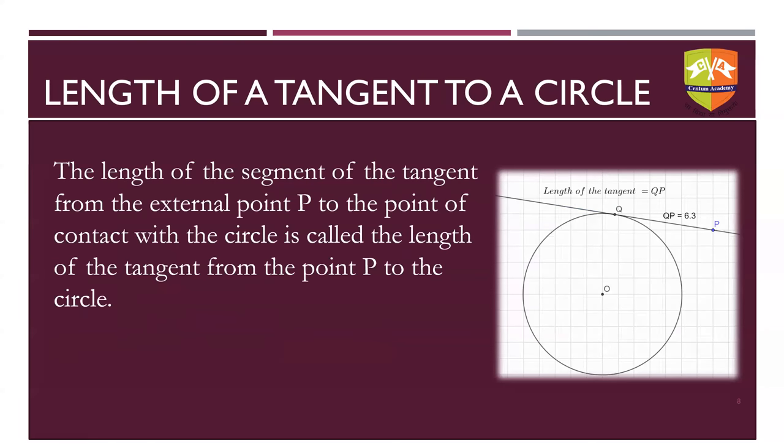So what is the length of the tangent? Now we are defining something called the length of a tangent. From wherever you are drawing the tangent, the point has to be outside the circle. And this point Q is called the point of contact. The length of the segment from the point of contact to the point from where you have drawn the tangent will be called the length of the tangent.